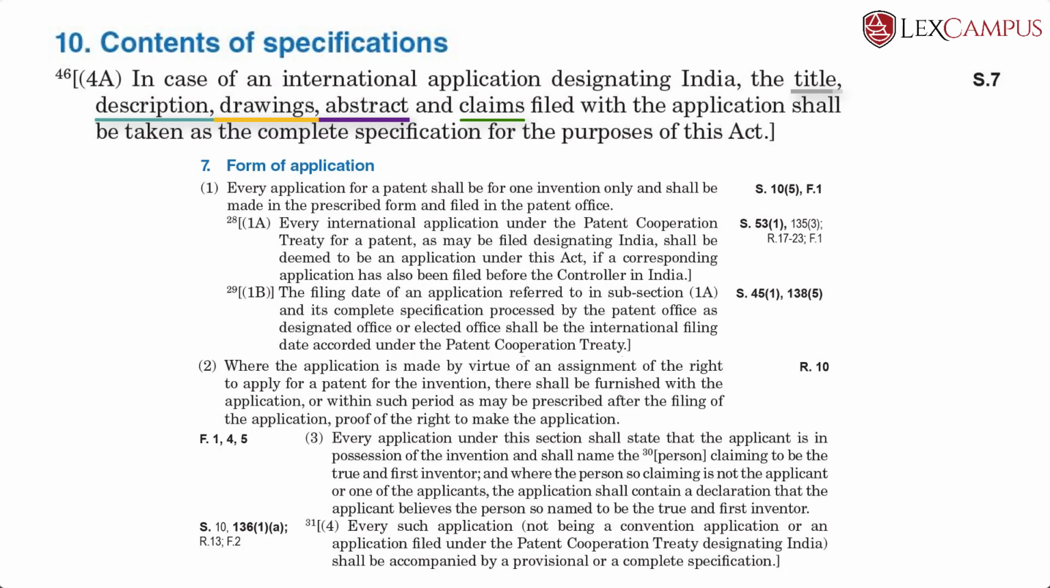So, the complete specification will have a title followed by a description, and the description will have cross references to the drawings if there are any drawings, and the drawings will also be there in the complete specification in separate sheets. There will be an abstract of the invention again in a separate sheet, and claims beginning in a separate sheet. So, these parts together form the complete specification.